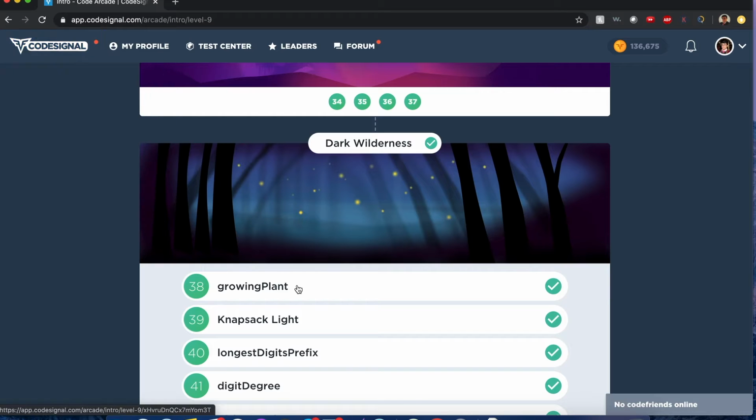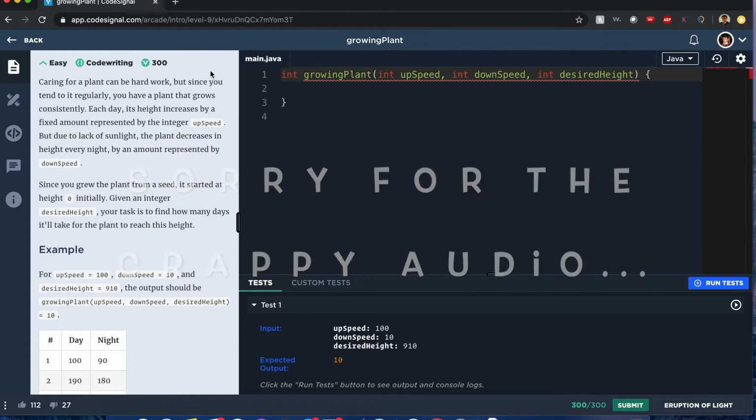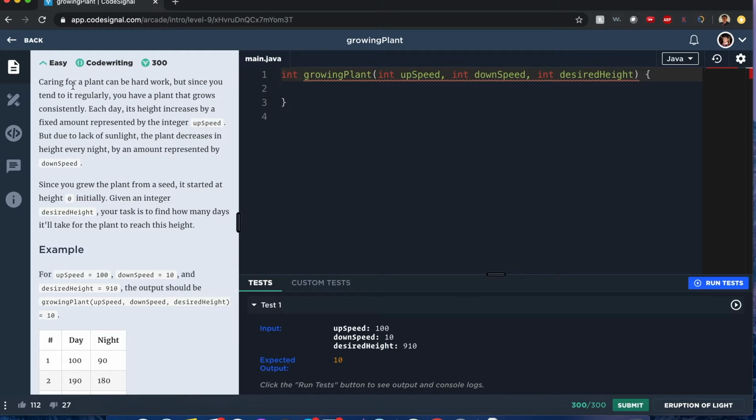CodeSignal, Arcade, Growing Plant. Hello everyone, my name is Joshua and I'll be solving Growing Plant from the CodeSignal problems. Let's begin. I read this problem already.